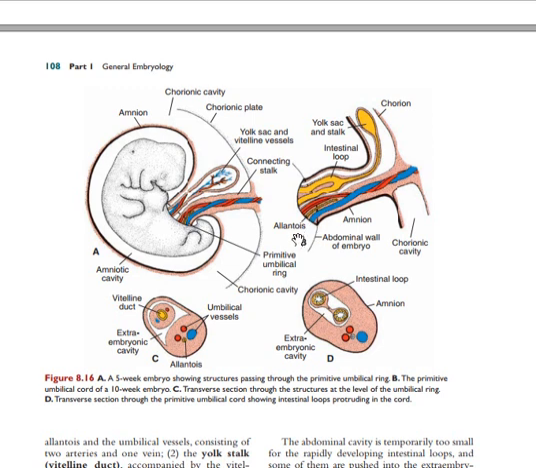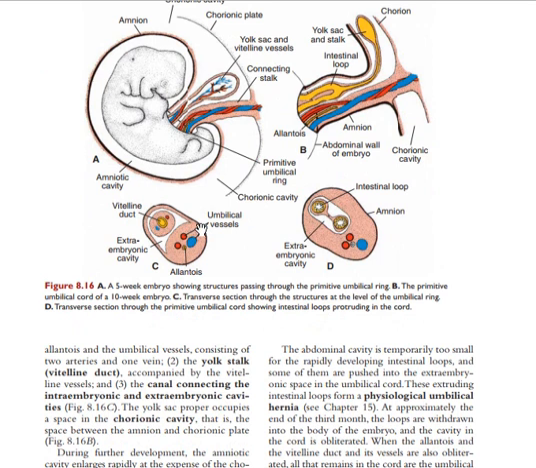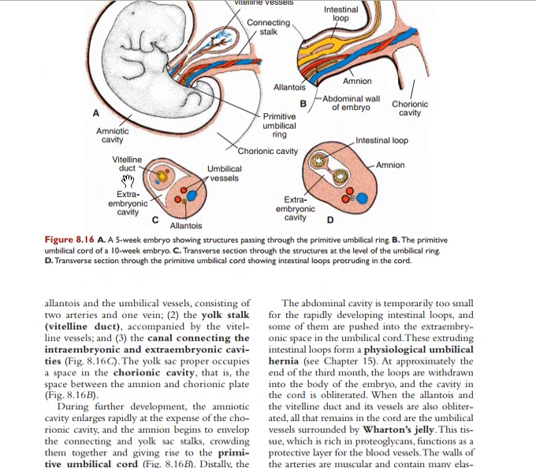This is going to be connected to the bladder underneath, and here is the connecting stalk constituting the umbilical vessels. Now this is the orientation that you can visualize. Diagram A shows 5 weeks of gestation, diagram B shows 10 weeks of gestation, diagram C is the transverse section of the umbilical ring at 5 weeks of gestation, and diagram D is the transverse section of the umbilical ring at 10 weeks of gestation.